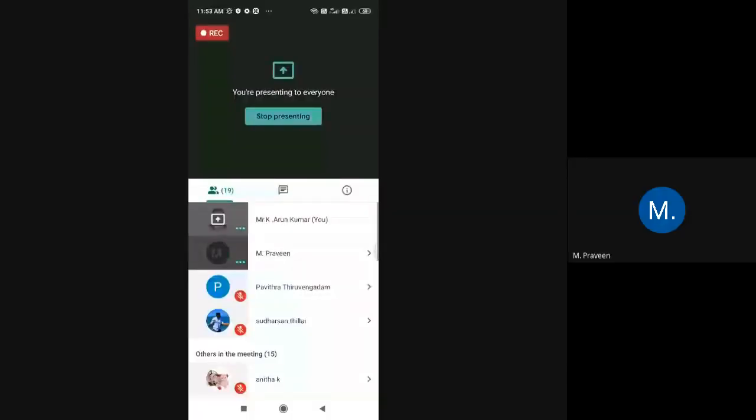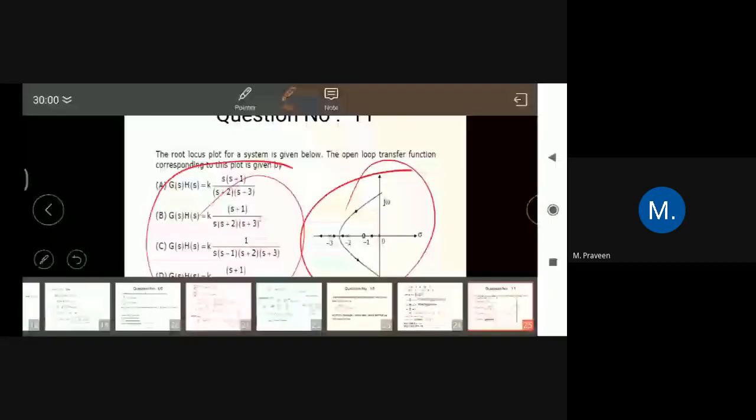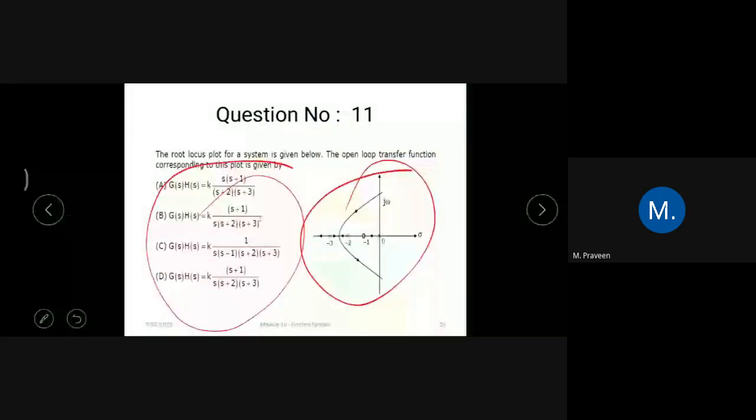Hope screen is visible now. Arun, Arun, Sir, screen is visible. screen visible, Sir, screen Arun. visible இருக்கா? It's not visible. Ipo sir. Now it's visible, Arun. Okay, sir. Thank you.